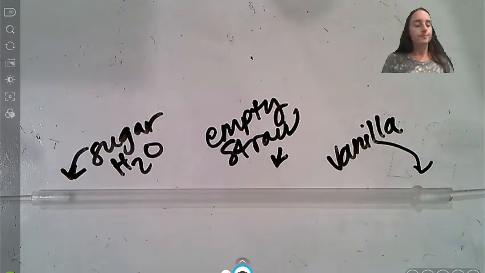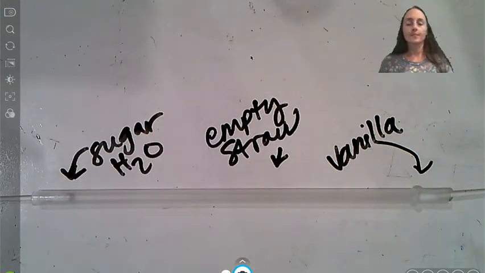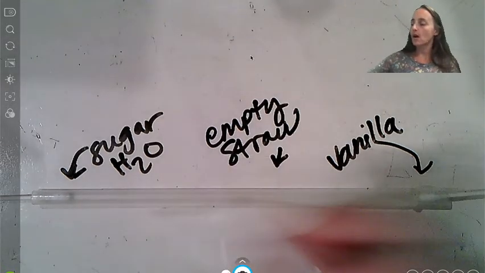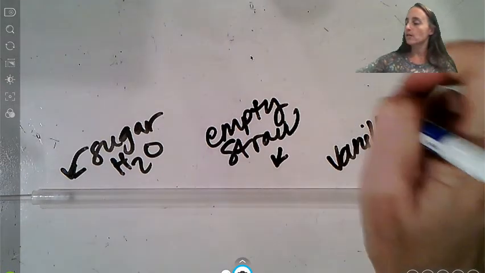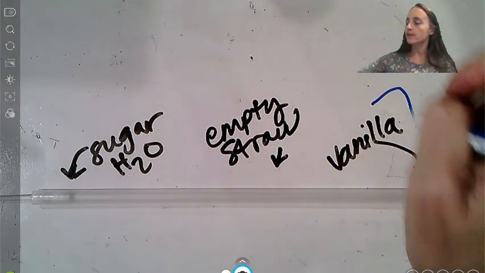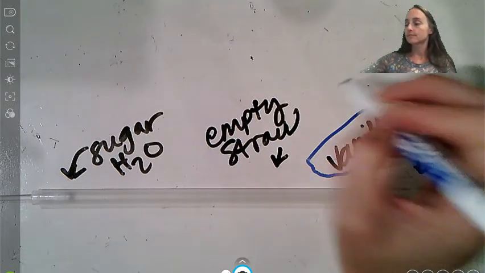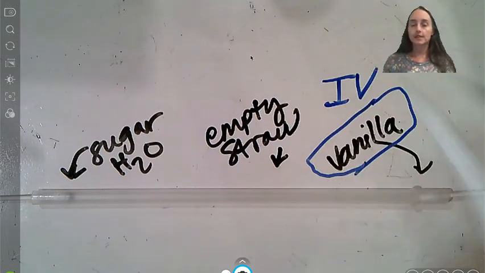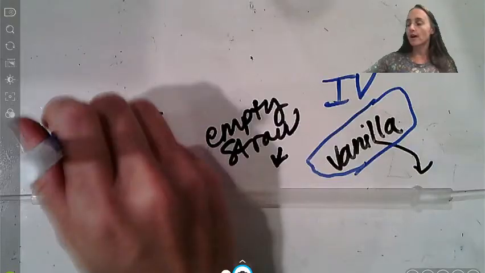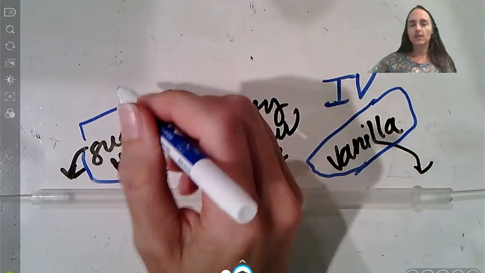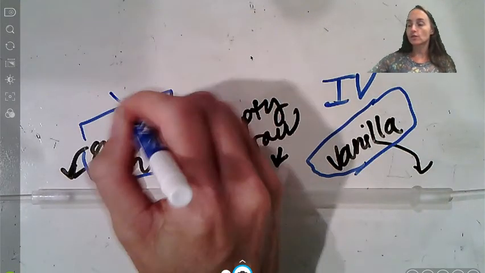First of all, what is the purpose of this right here? What role does the vanilla have in this experiment? It's the independent variable, okay? What role does the sugar water have in this experiment? Giving you time to answer. It's the control group.